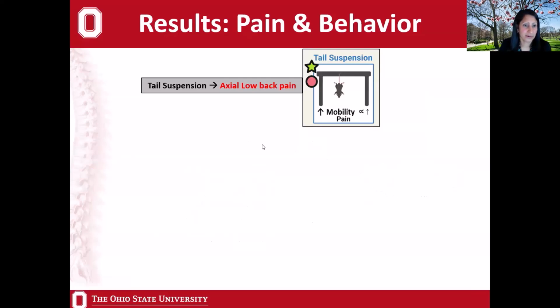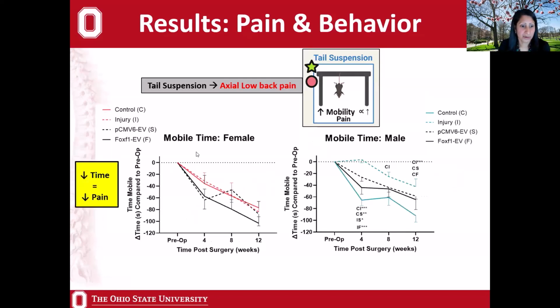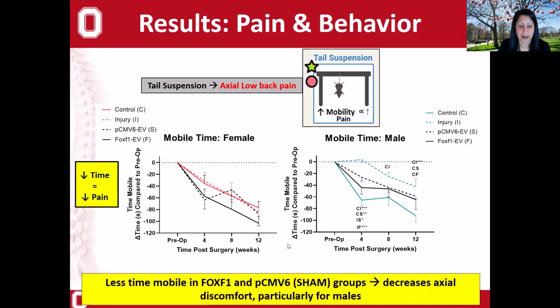We then performed another assay. It's called the tail suspension assay, and this allows us to look at effects on axial low back pain. So basically, if the mice are more mobile, that means they're in more pain, so they'll move more. Interestingly, over time, we saw a general decrease in pain for both males and females. However, we saw a decrease in axial discomfort, and it was particularly evident for the male mice.